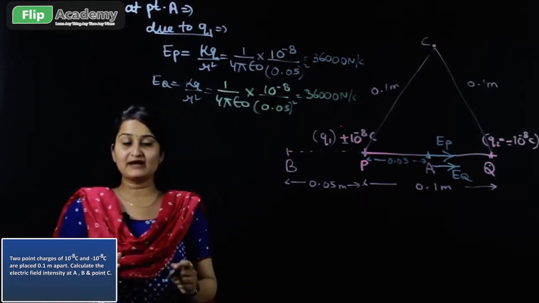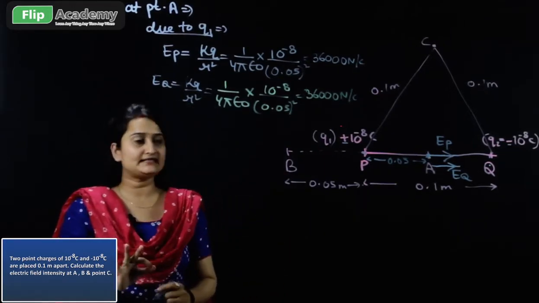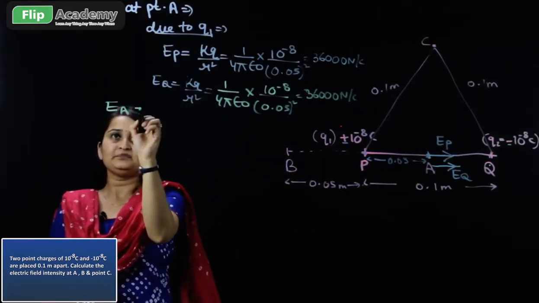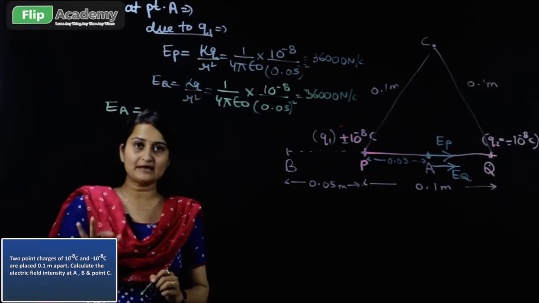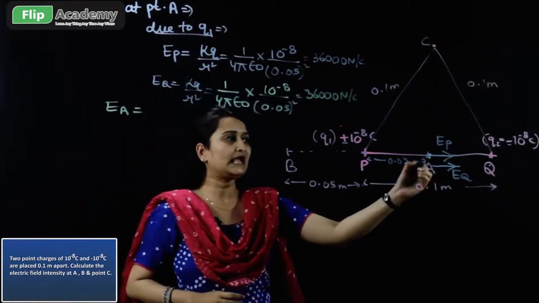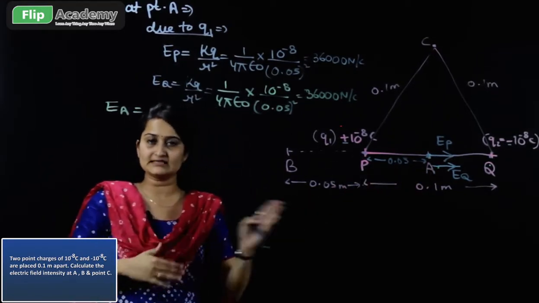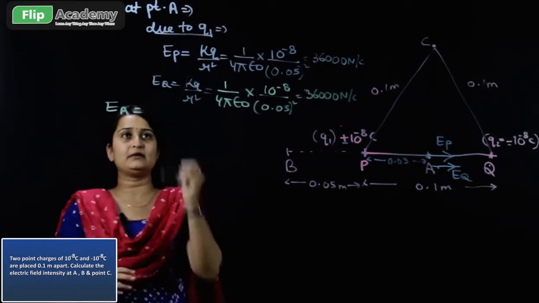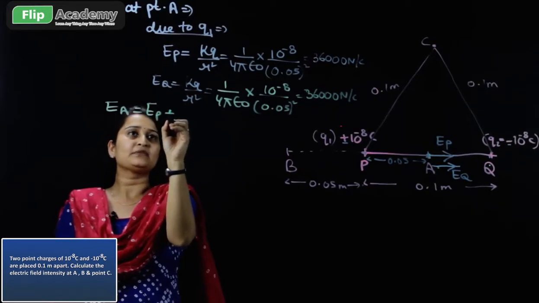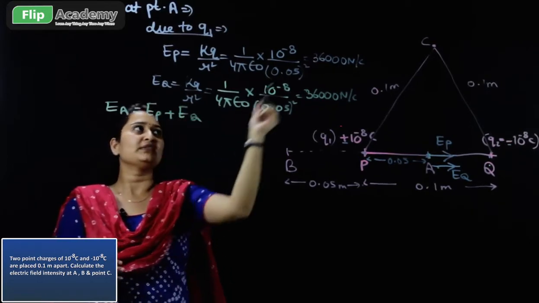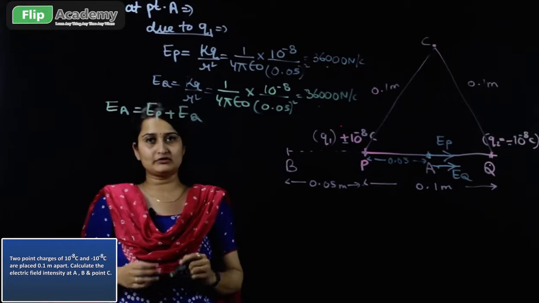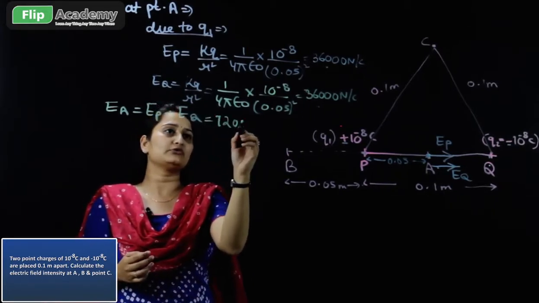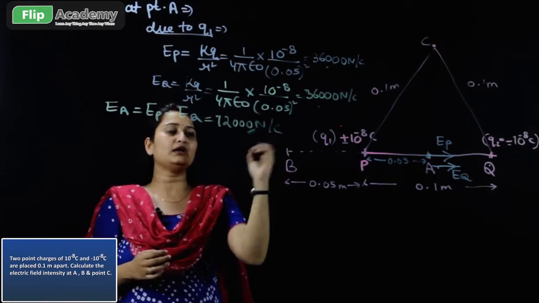Now, we have to find the total electric field intensity at point A. Now, it is given by, let's say, EA. EA is the total electric field intensity at point A. You can see EP and EQ, both are heading towards the same direction. That means both the values need to be added up. That is, it becomes EP plus EQ. EP is given to you, EQ is also given to you. Just add the values. You will get your answer, that is 72,000 Newton per Coulomb.